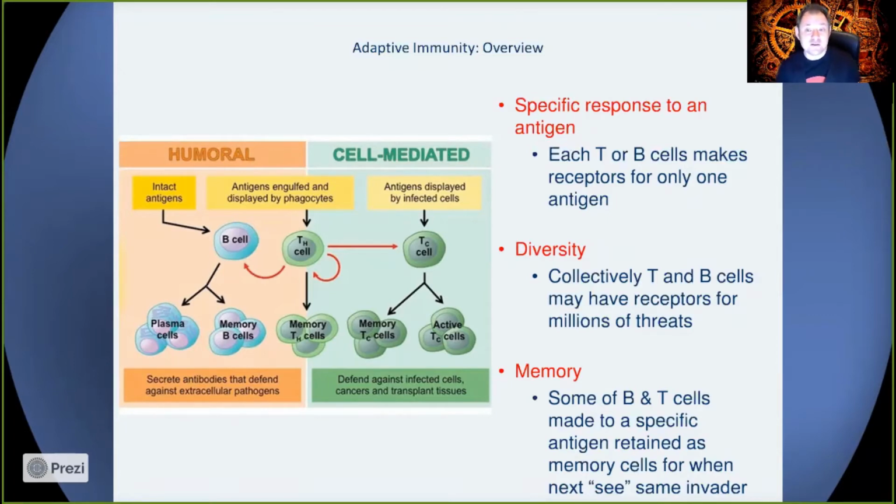Each T or B cell makes receptors on its surface that recognize only one specific antigen. So within our body, we have millions of different B cells, millions of different T cells, and they make different receptors that will bind to different antigens, like a lock and a key, or like a jigsaw piece being pushed into a puzzle. So they're very specific. When activated, they can basically make clones of themselves.